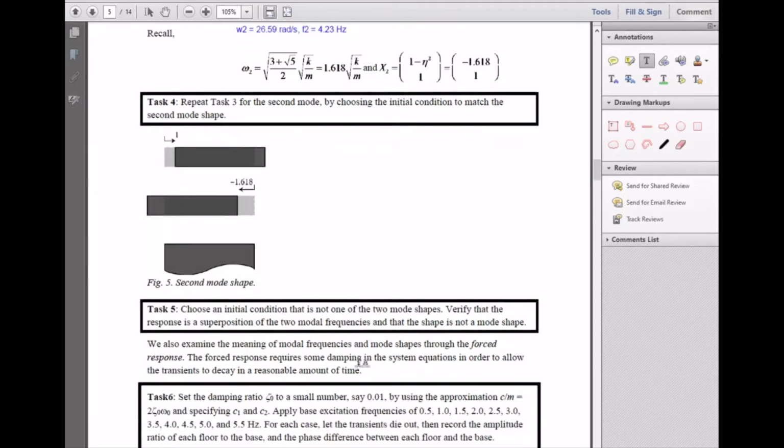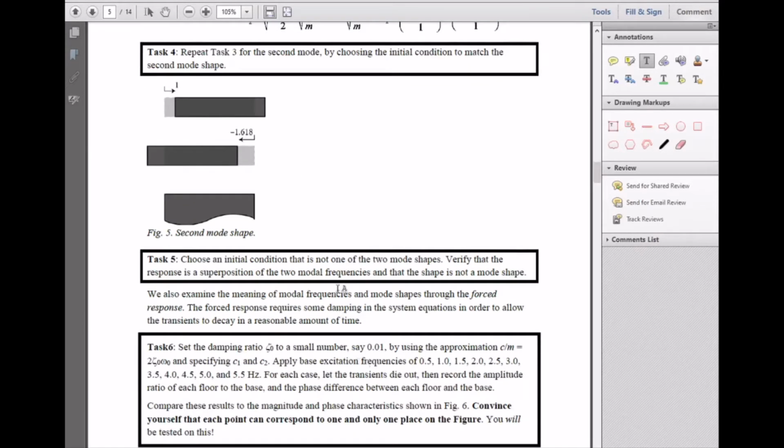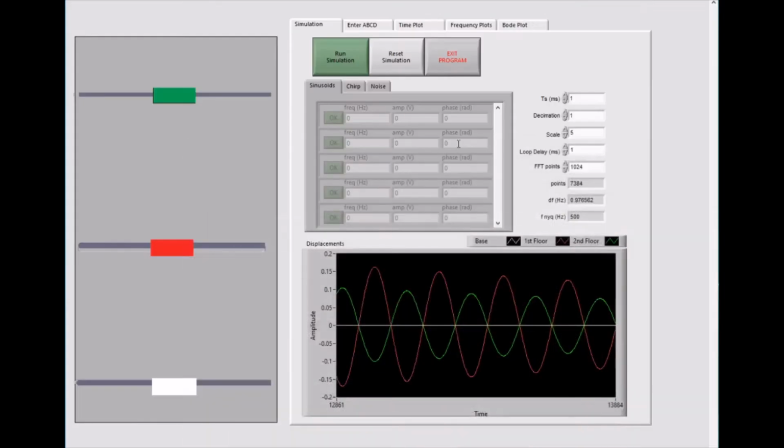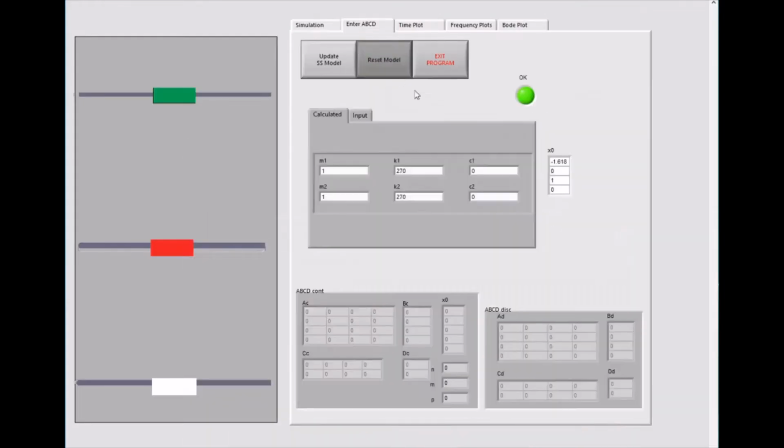Now let's choose an initial condition that is not one of the two mode shapes and verify that the response is a superposition of the two modal frequencies and the shape is not a mode shape. I actually thought about this quite a bit. So enter ABCD, and what I want to do is put in positive 1.618 and 1. This doesn't look like any of the mode shapes, right?